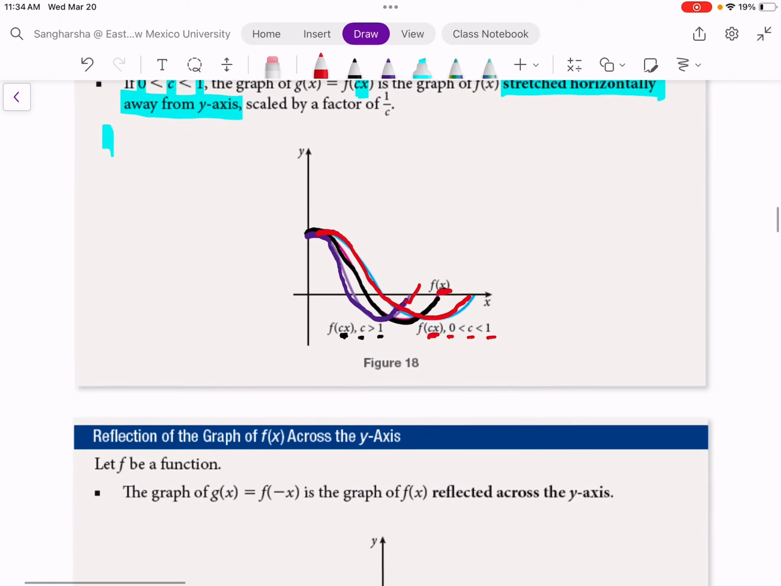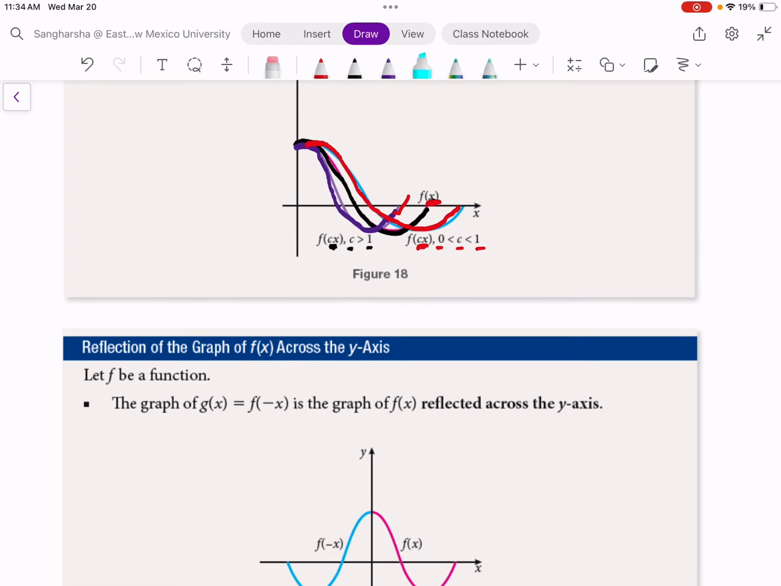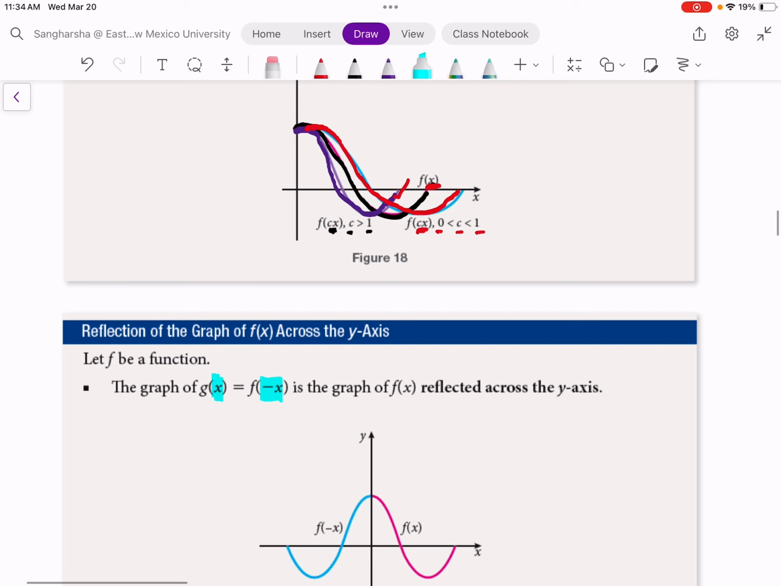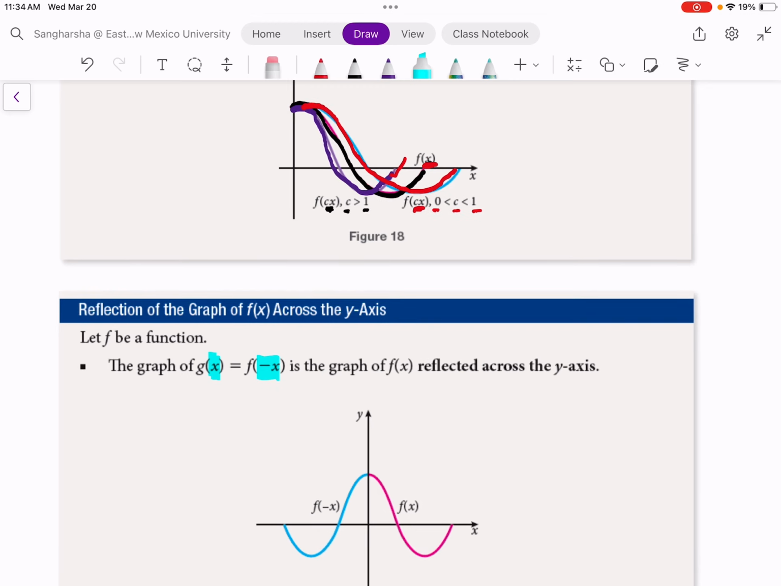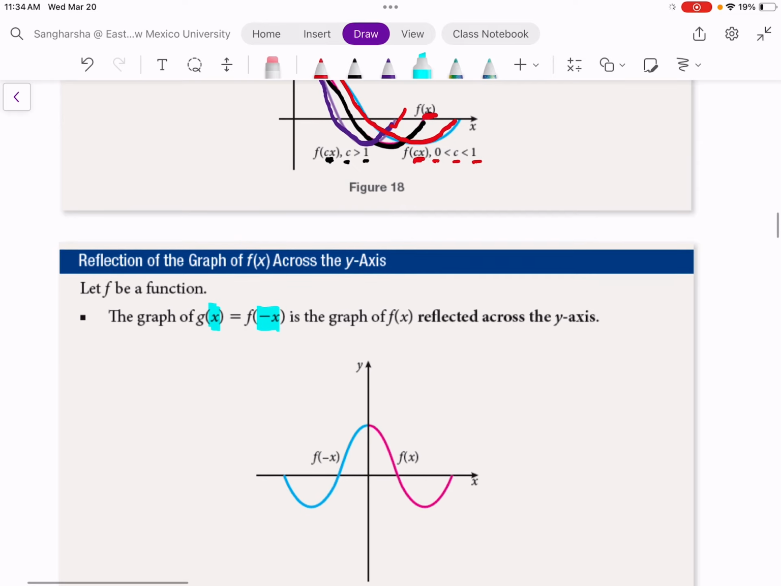And the last transformation is, if you replace x of a function by negative x, then the graph is reflected across the y-axis. Okay, so this is the graph for our basic function. Reflection across the y-axis means if we have a mirror along the y-axis, then this is the image that we're going to see. So whenever you replace x by negative x, there is a reflection across the y-axis. These are the transformations.